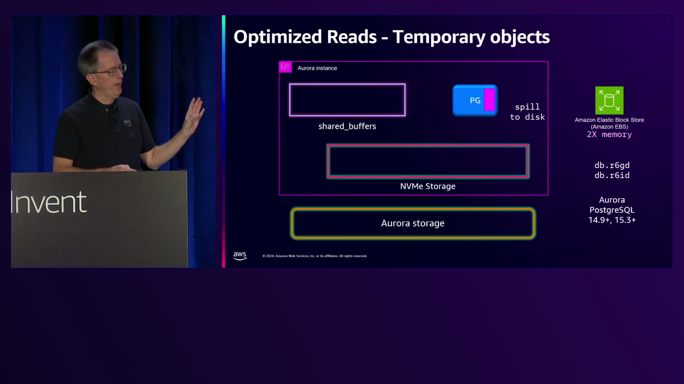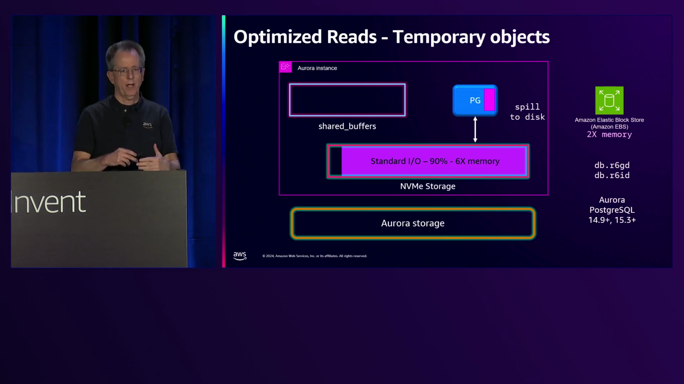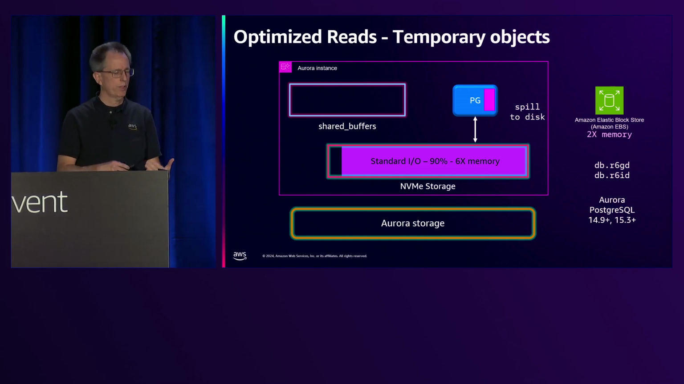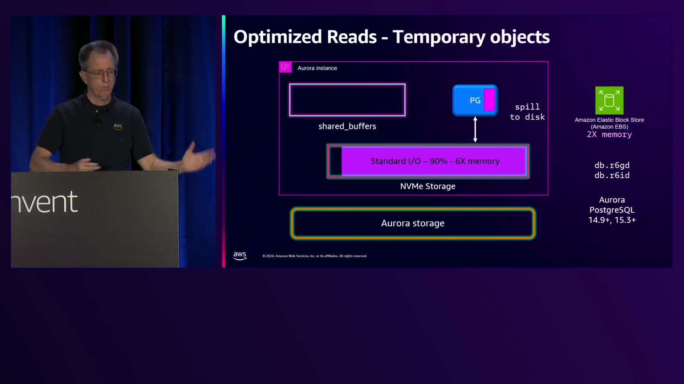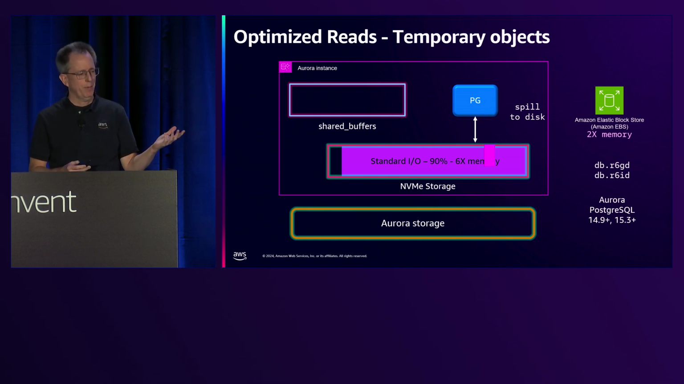And these allow us to have NVMe storage on the system now. So instead of doing that spill to EBS, what we're going to do for standard I/O, we allocate 6 times the memory in NVMe that now you can spill to. So if you need more sort space, you can have it. You can also get increased speed. I should really fix this animation to make it faster.